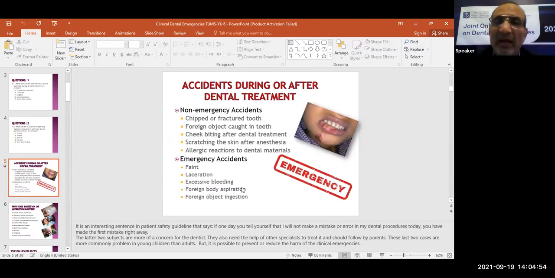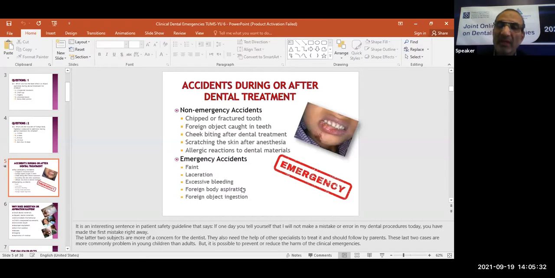There are some accidents during or after dental treatment. Some of them are non-emergency accidents. For example, chip or fracture of tooth, foreign body caught between teeth, for example, wooden bed, chip biting after dental treatment, or scratching the skin after anesthesia, or some allergic reaction to dental materials.